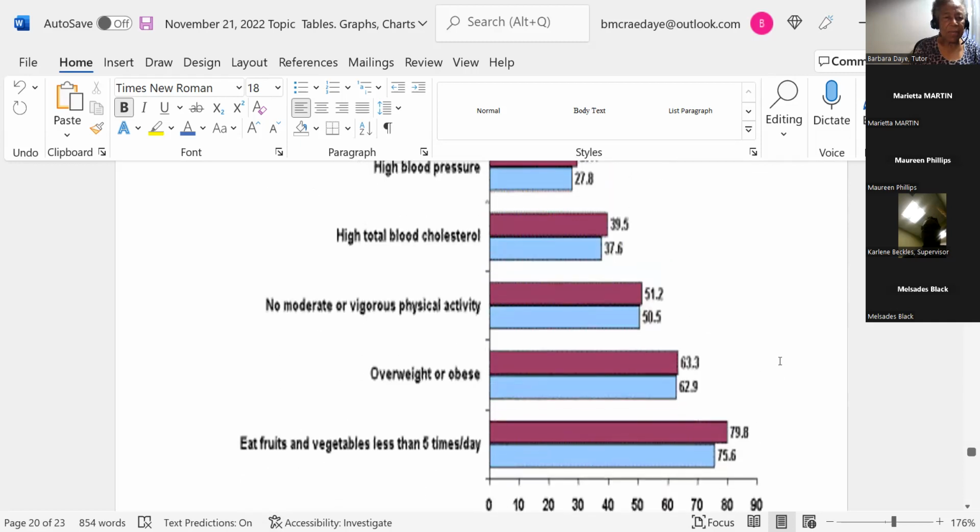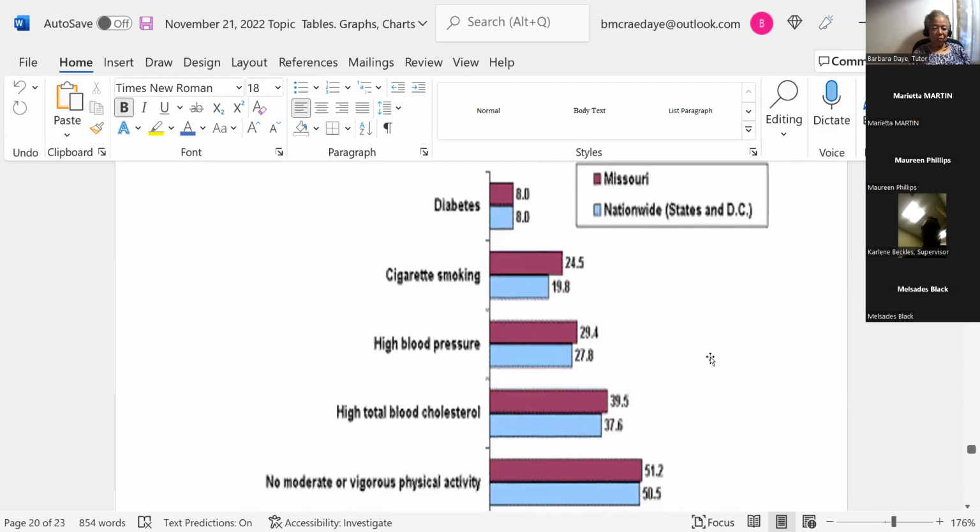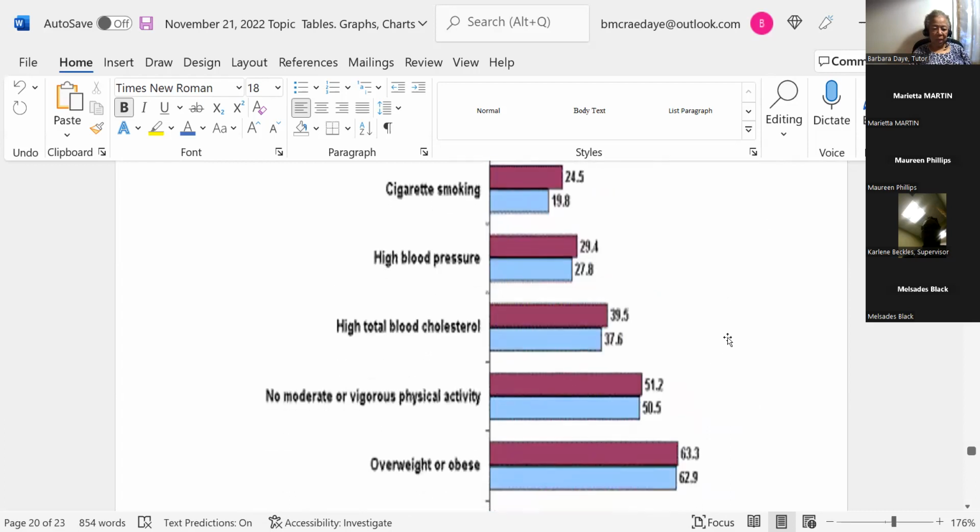Does everybody understand this bar graph? Notice this is a double bar graph because you have two different things you are looking at: the state of Missouri by itself, and nationwide. Any questions on what this graph is showing? Maureen, you understand? Marietta?